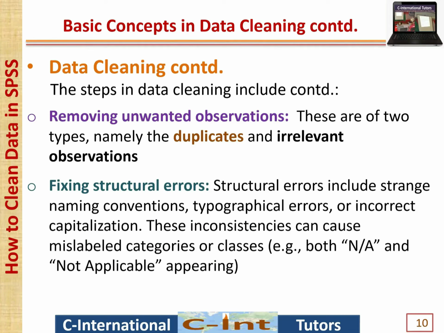There are two types of unwanted observations. These are duplicates and irrelevant observations. Structural errors include strange naming conventions, typographical errors, or incorrect capitalization. These inconsistencies can cause mislabeled categories or classes. For example, using both N/A and not applicable in the same database can cause confusion.